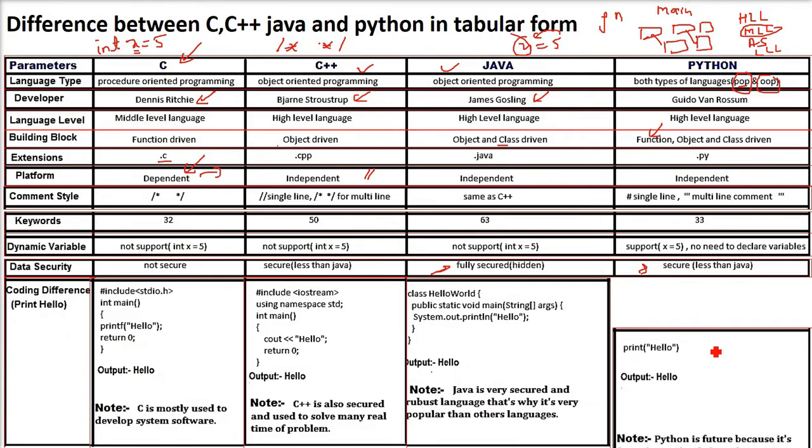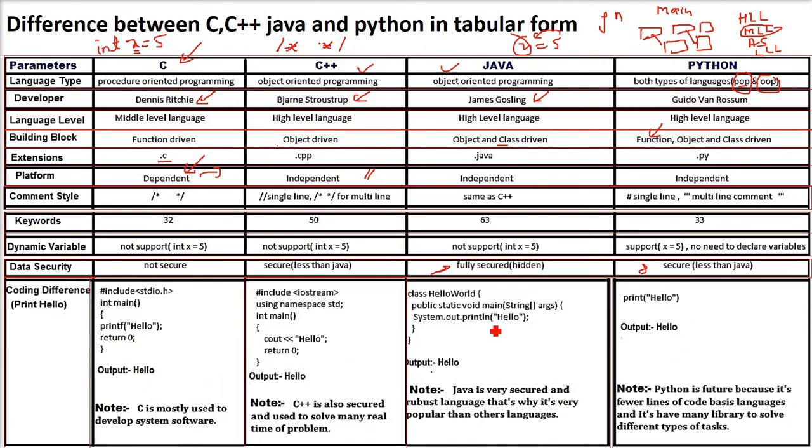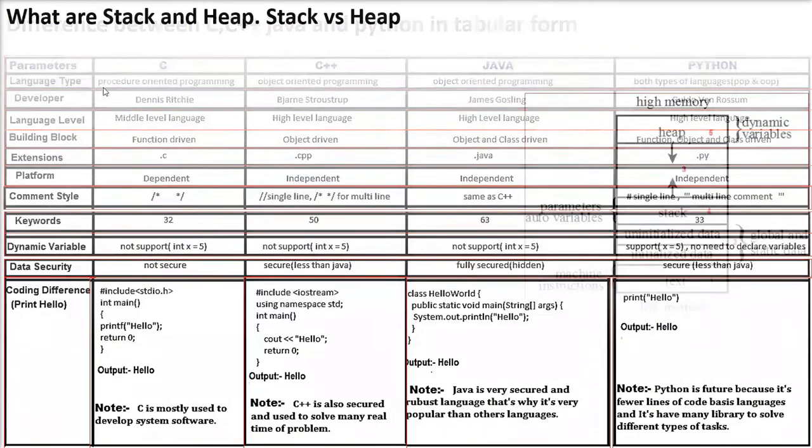Then we have Python. See, you don't have to do anything. Java is a very secure and robust language, that's why it's more popular than other languages. What about Python? You have nothing to do. Just write print hello. No inclusion, nothing. Python is the future. Very few lines of code you have to write. It has various libraries to solve different types of problems, like image processing, and AI where it is being used.